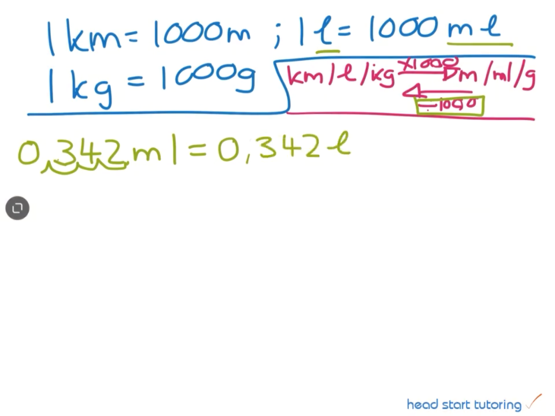If I would like to convert 27 meters into kilometers, I again would need to divide by 1,000. So I go from my decimal point and I go 1, 2, 3 places back, put in my placeholders, and I get an answer of 0,027 kilometers.